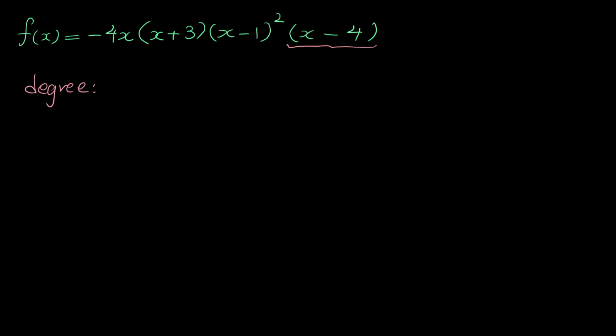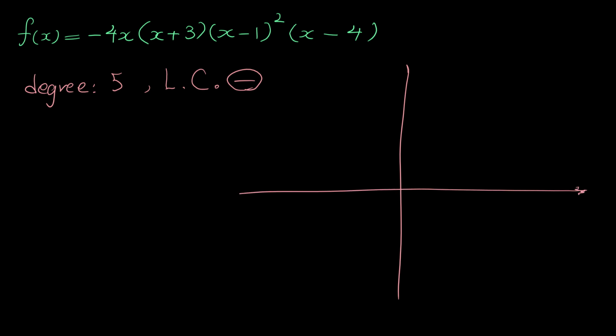We have a degree 1 here, a degree 2, a degree 1, and attention, we have x here with degree 1. So the degree is 1 plus 1 plus 2 plus 1. So the total degree is 5. So this polynomial is of degree 5. But attention, the leading coefficient of this polynomial is negative. So this polynomial is of degree 5 with a negative leading coefficient.